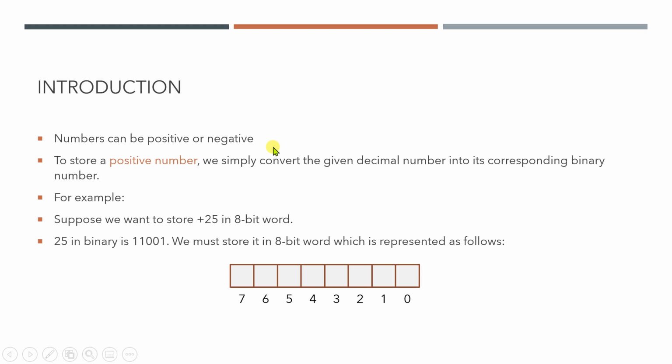So generally numbers are of two types, that is positive and negative numbers. Till now we never talked about negative numbers. We always think that the number is positive. So if the number is positive and you want to store it in a particular space in the memory, then the simple concept is you have to convert the number into its binary equivalent and store it in the memory system. Okay, now let us take an example. Here one new thing you are going to learn. Suppose you want to store plus 25 in an 8-bit word.